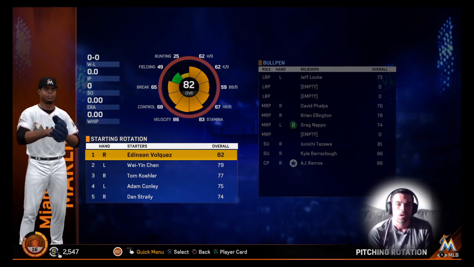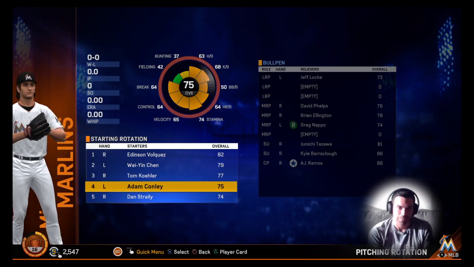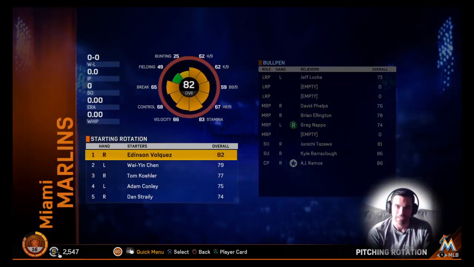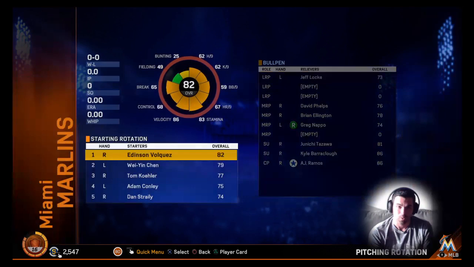So the Marlins, we don't have a great pitching staff. I'd actually say the pitcher I'm most excited about is Adam Conley. So let's just take a look maybe at a couple starters, and then I'll really get into the bullpen, because that's where you're going to see some big differences between a sabermetric setup versus sort of a traditional setup with the bullpen.